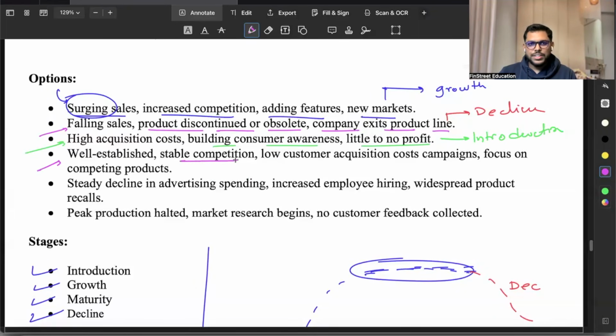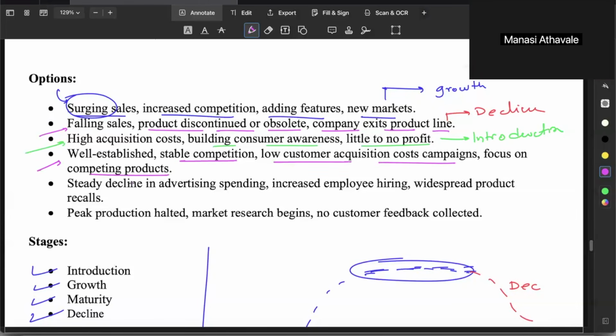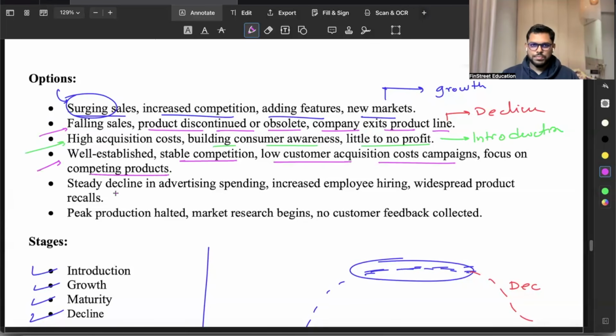Next, well-established, stable competition, low customer acquisition cost, focus on competing products. What do you think? Maturity. You guys are correct. Well-established, by the time we become stagnant, it is expected that you are well-established in the market. Stable competition, I mean, everyone is doing the best they can who are at the top of the curve. Low customer acquisition cost, simple. Awareness is done. Consumers are now buying the product, whoever can. जिनके पास हम पहुंच सकते हैं, we have reached them as our market. So now we are fairly stable, but at the same time, we don't have to spend a lot on marketing.